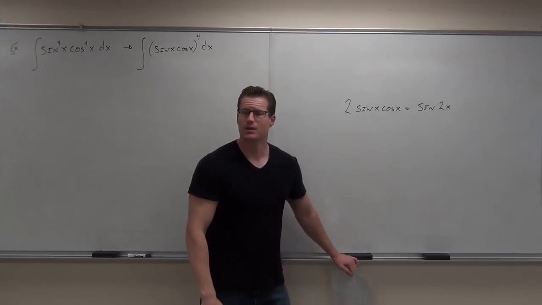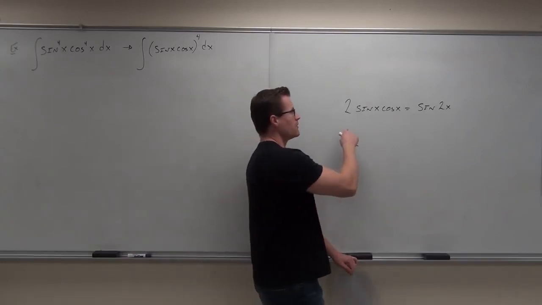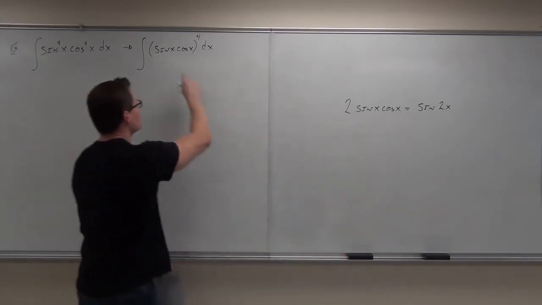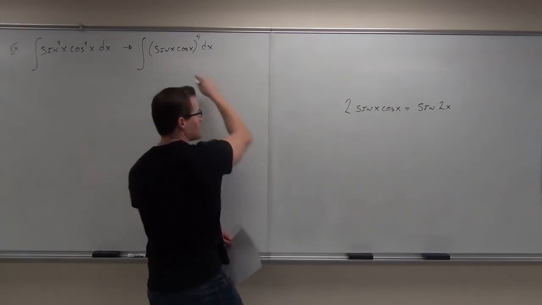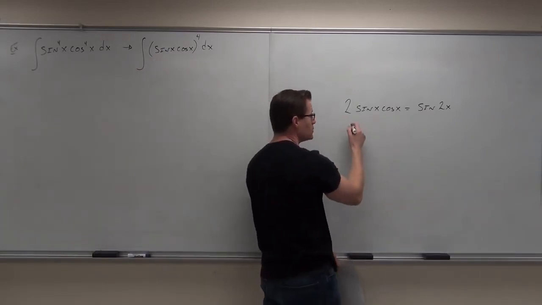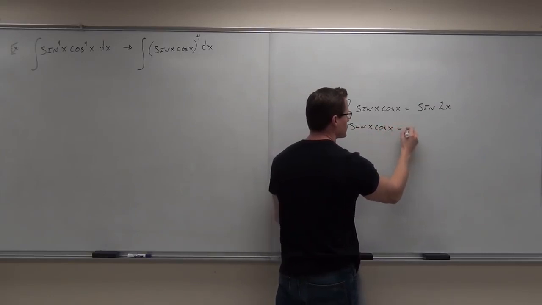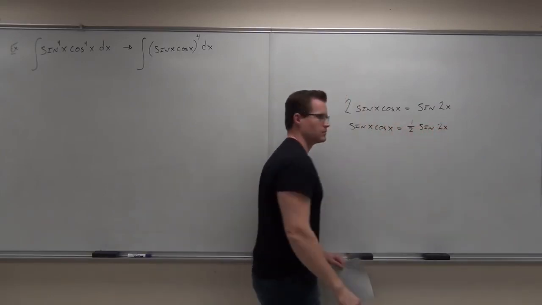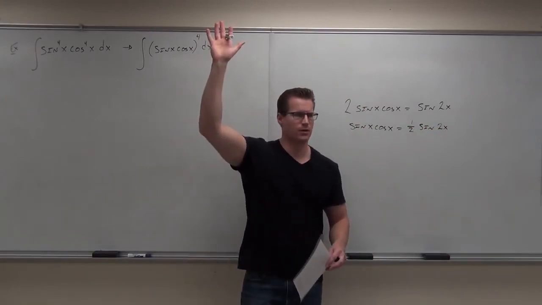Well, check it out. We can manipulate identities all the time. If we know they're true, we can manipulate them. So this thing looks a whole lot like this piece, doesn't it? Well, I'm going to make this be exactly like this. I'm basically just going to divide by 2. Then sine x cosine x equals 1/2 sine 2x. Oh, look at that. We okay with that? Show of hands if you feel okay with that one.